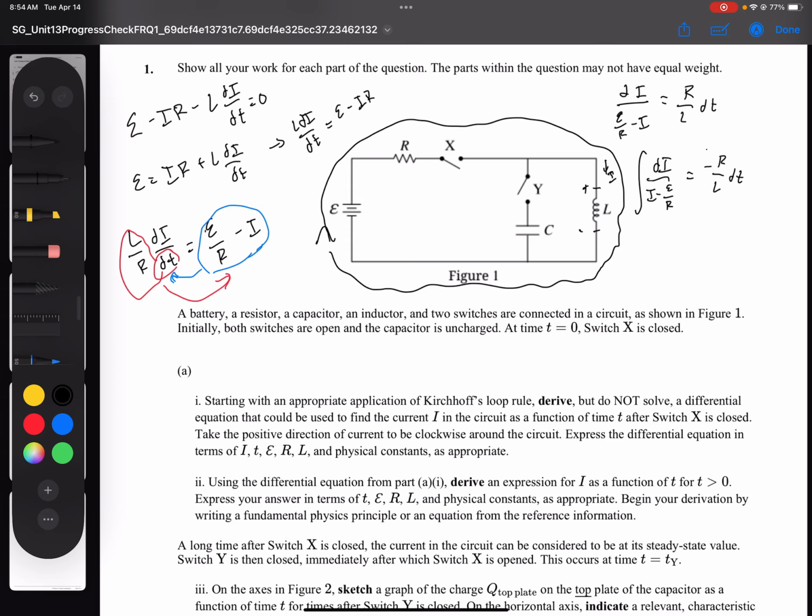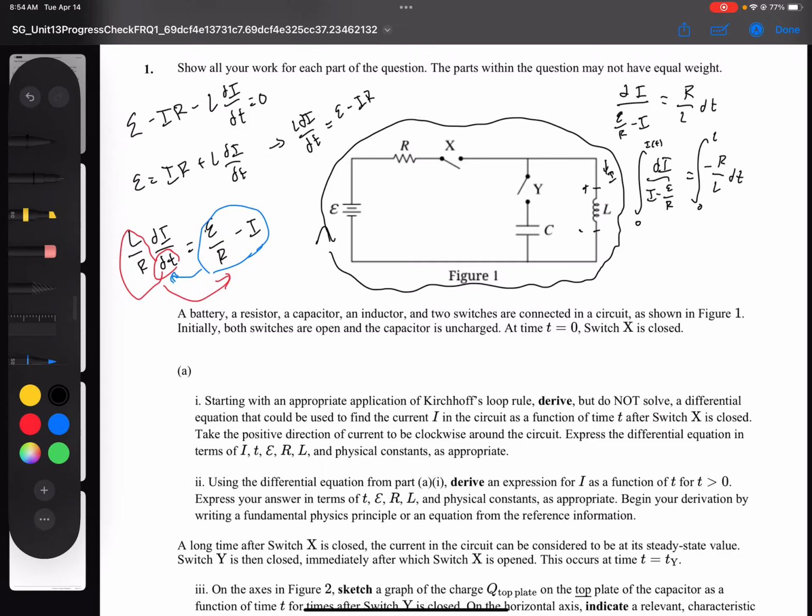So I'm going to integrate these. R over L are just constants. And then in terms of our bounds of integration, I have 0 over here, because the initial current is 0, and then I have I as a function of time over here as our upper bound. And here we're just going to integrate from 0 to t.